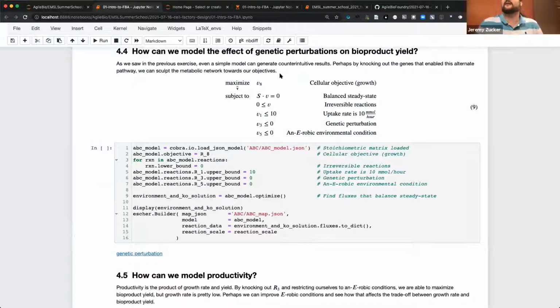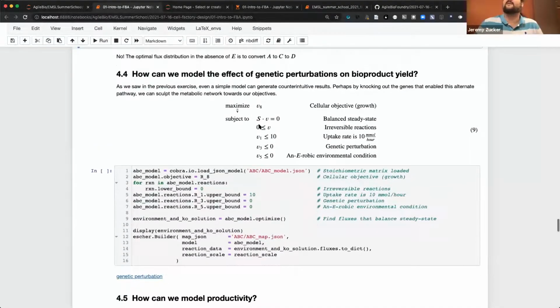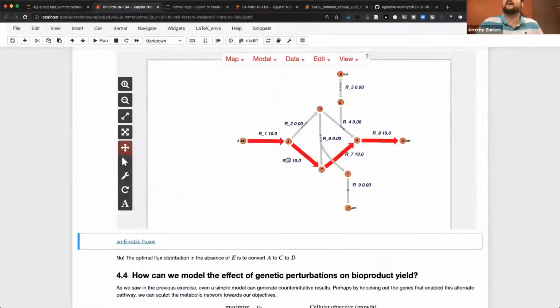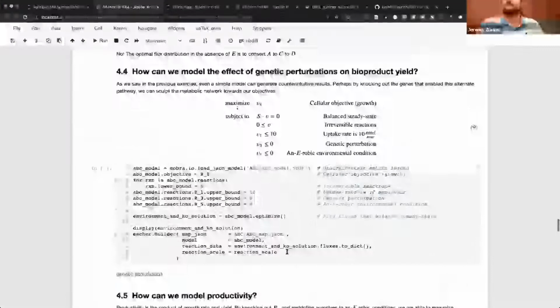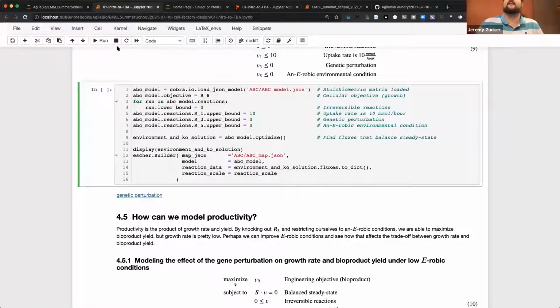Now we've added one more constraint. So we still have the cellular objective, balanced growth rate, irreversible reactions, uptake rate. We have our anaerobic environmental condition, but now we have this additional genetic perturbation. We're saying, all right, sorry, bud, we're not going to allow you to take this alternate route here. The only way that you can grow is if you take R2 instead. See what happens there. Anyone want to hazard a guess?